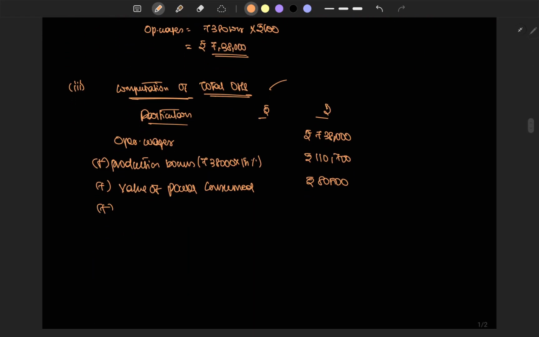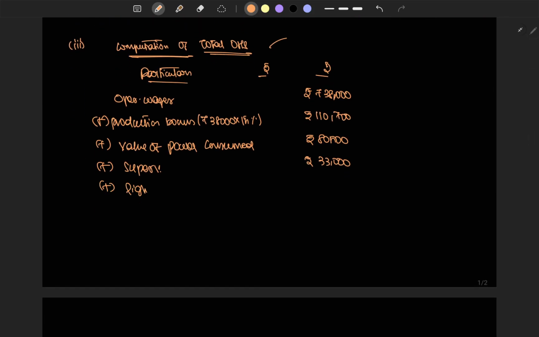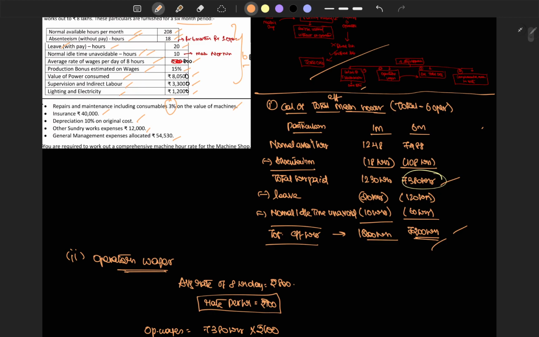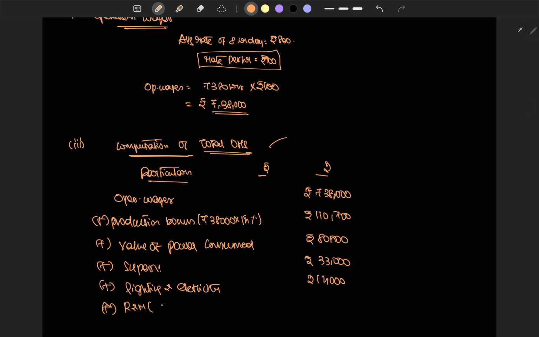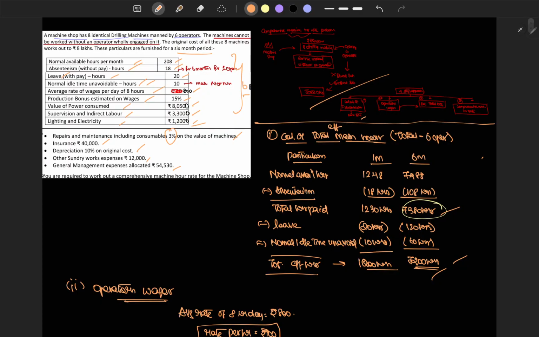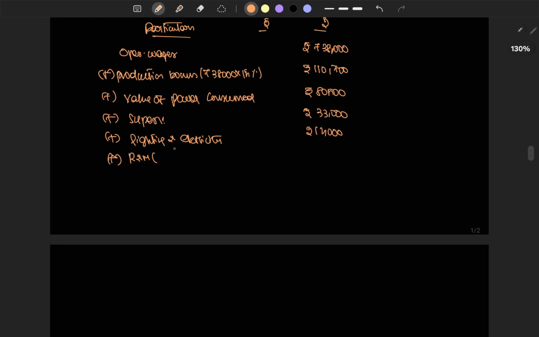Supervision, rupees 33,000. Lighting and electricity 12,000, plus. Okay, for the 6 months period the values have ended. And then it starts with the repairs and maintenance, which is 3% on the value of machines. What's the 3% of? 8 lakh rupees, into 3%, which is 24,000.